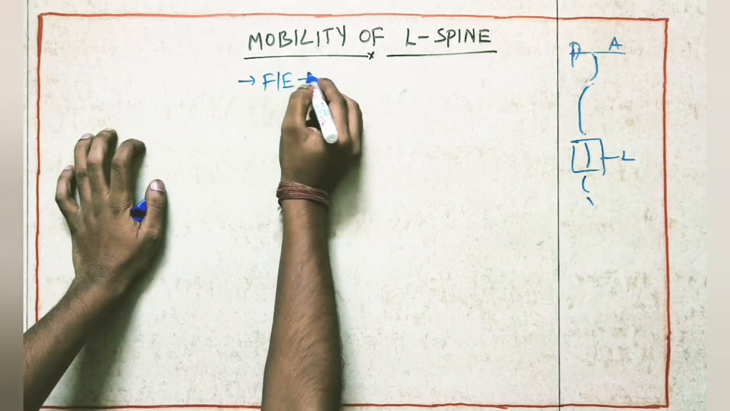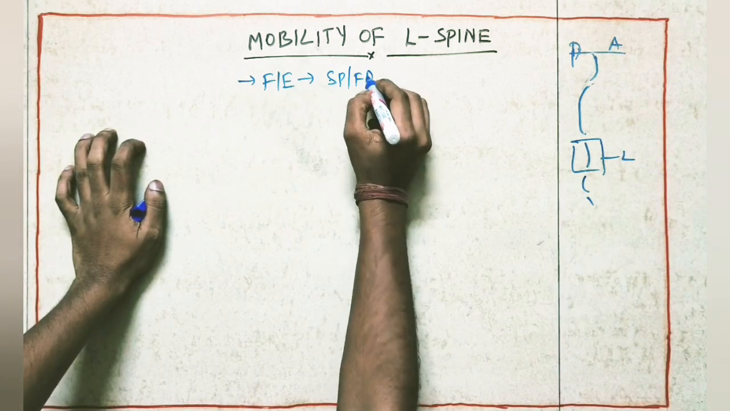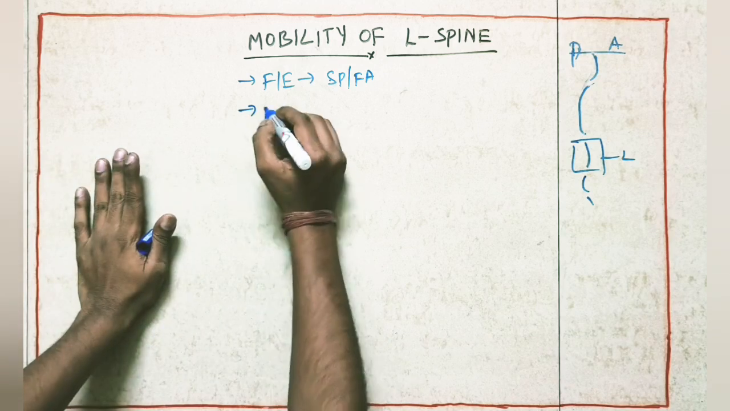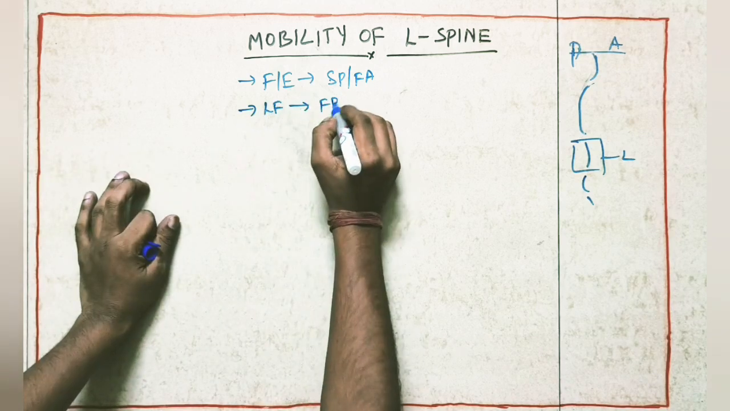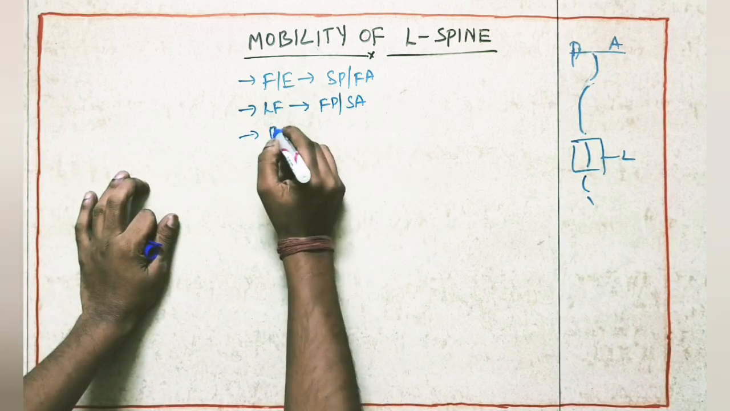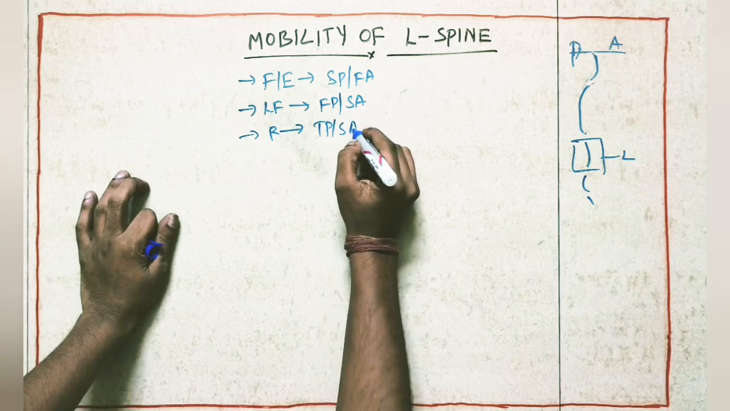First one, flexion and extension will happen in the sagittal plane and frontal axis. Lateral flexion will happen in the frontal plane and sagittal axis, and rotation will happen in the transverse plane and sagittal axis.